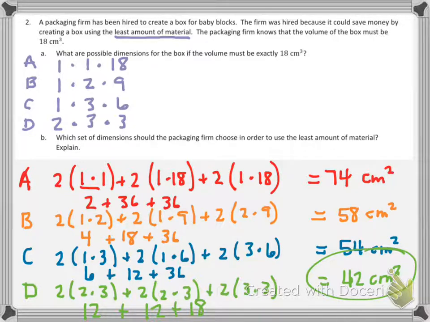And if you notice, if we go back to option D here, that's really close to a cube. It's only 1 centimeter off. The length is only 1 centimeter away from the width and the height, and that created the least amount of surface area. So if we can make our box as close as we can to a cube, we'll use less material in making the box. All right, so that one was a 2 by 3 by 3 centimeter box.